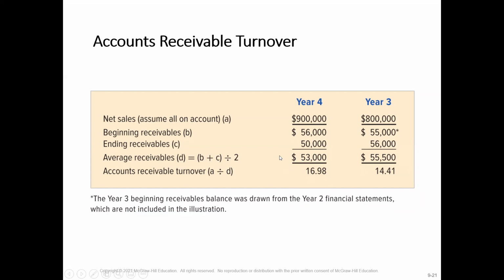So accounts receivable turnover, year 4 versus year 3, year 4 is a greater number. So more sales, plus we're collecting faster. That's a good sign. So whatever the credit department is doing to make that happen, keep it up because it's working.